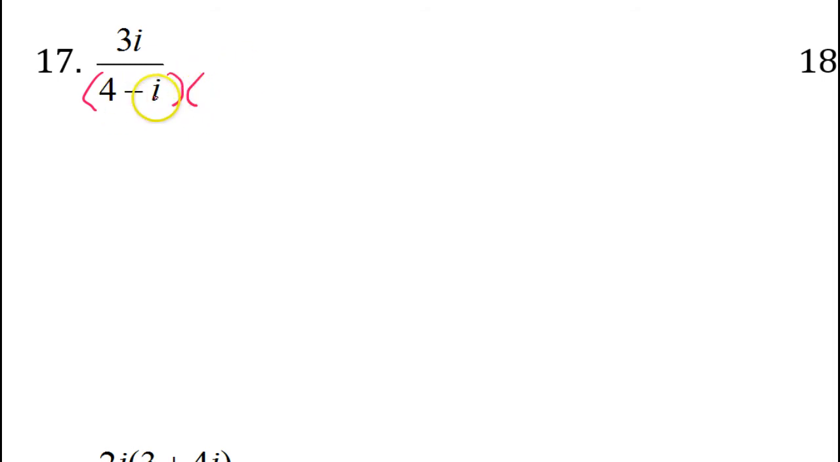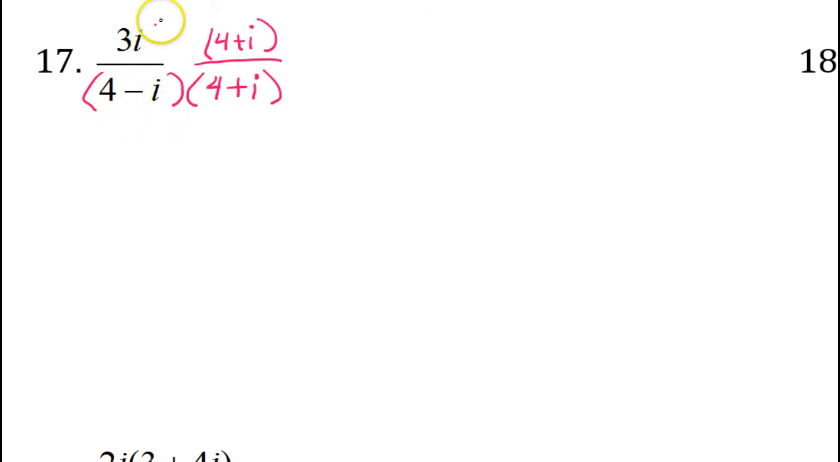Now, if I have 4 minus i, the conjugate would be 4 plus i. So you just change the sign of the imaginary part, but not the real part. Now, to avoid changing the value of the problem, I need to multiply by 4 plus i over 4 plus i. So I need to multiply by the same thing in the numerator. So let's go ahead and do this.